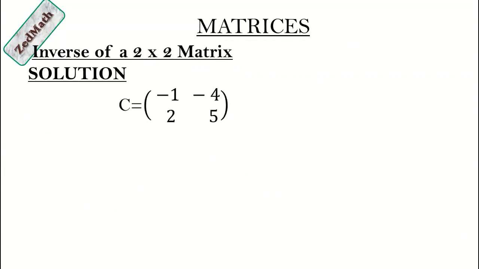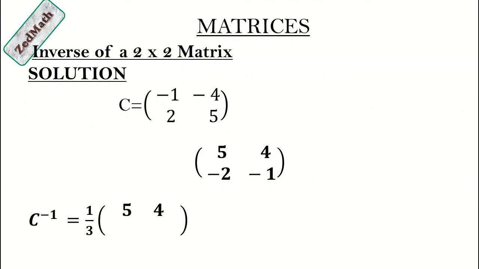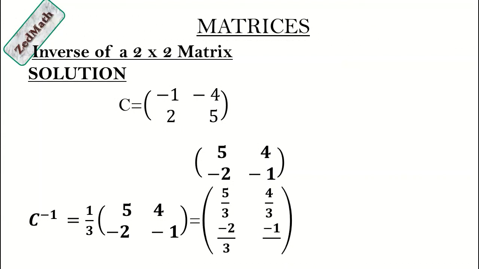So the next thing is, of course, to do the exchange and the reversing of signs. So we're going to end up with this, that is 5 and negative 1 are going to exchange places, and 2 and negative 4 are going to have their signs reversed. Therefore our inverse is 1 over the determinant multiplying with the matrix we got, and further simplifying this, we end up with this. So that's all about inverses.